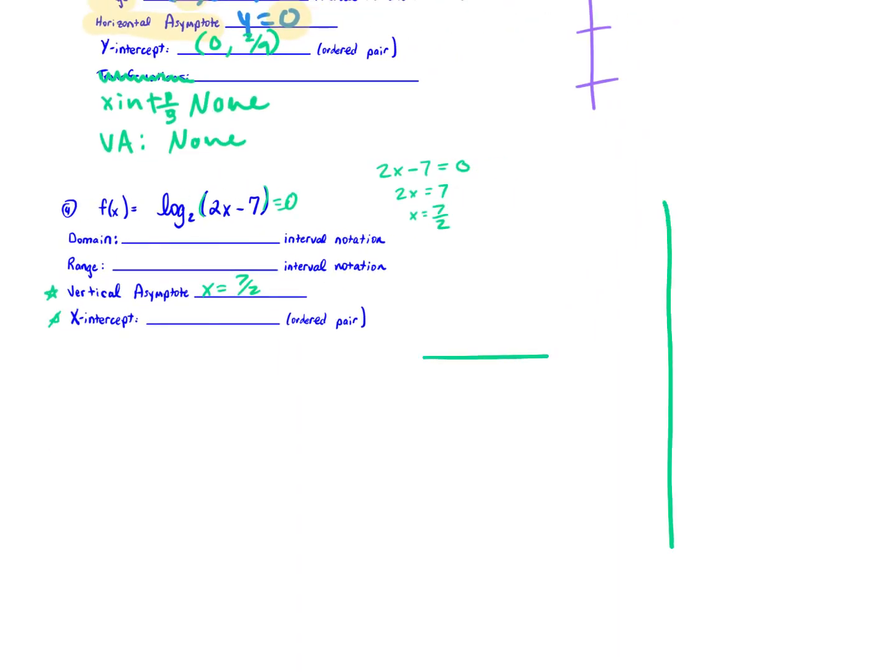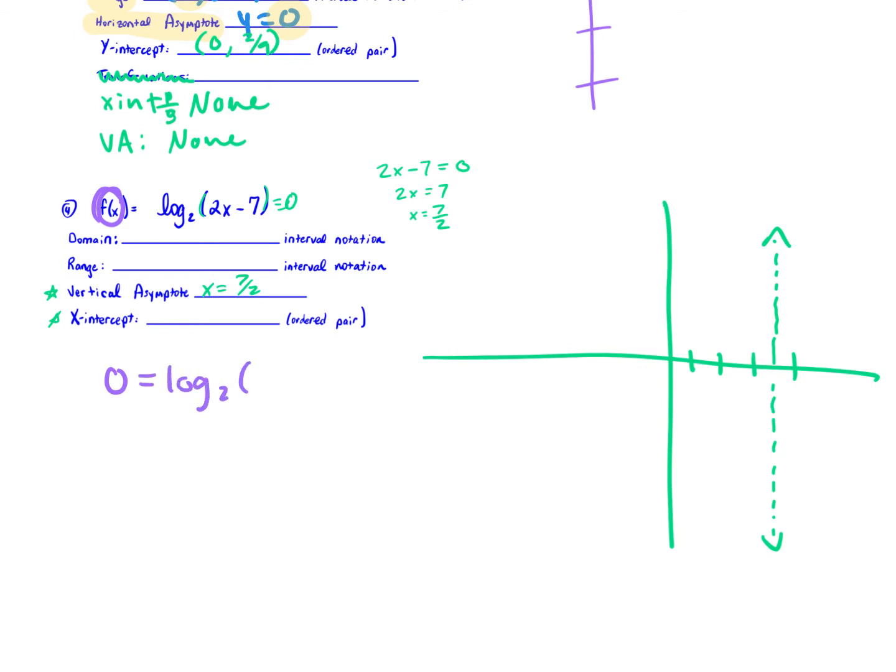So on my graph, that's going to go to the right 3 1/2. So there's my vertical asymptote. Now how do I find my x-intercept? Plug in 0 for y. So I'm making this 0. So 0 is equal to log base 2 of 2x minus 7.